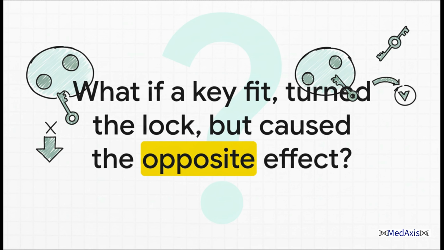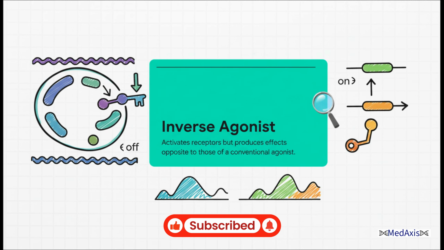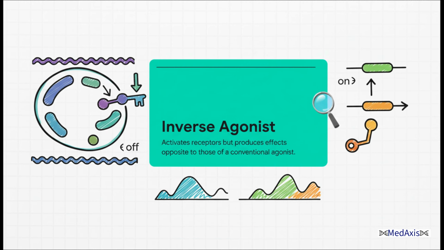So what if a key could fit, turn the lock, but instead of opening it, it actually double locks it, shutting down even that background hum? And that is an inverse agonist. It doesn't just block the keyhole like an antagonist does. It actively grabs the lock and turns the key in the opposite direction, forcing the receptor into a totally inactive state and silencing even that baseline activity.